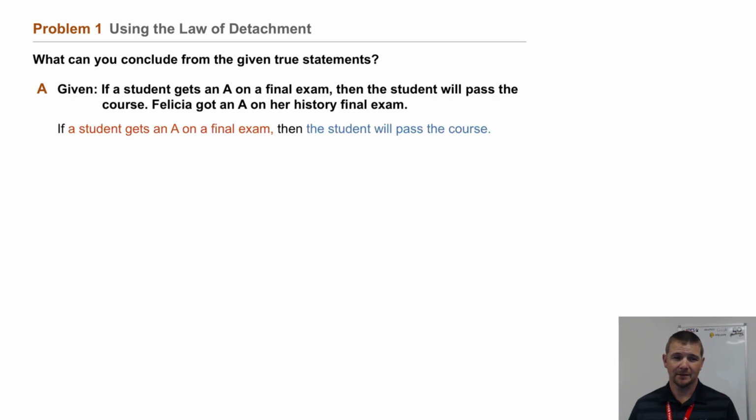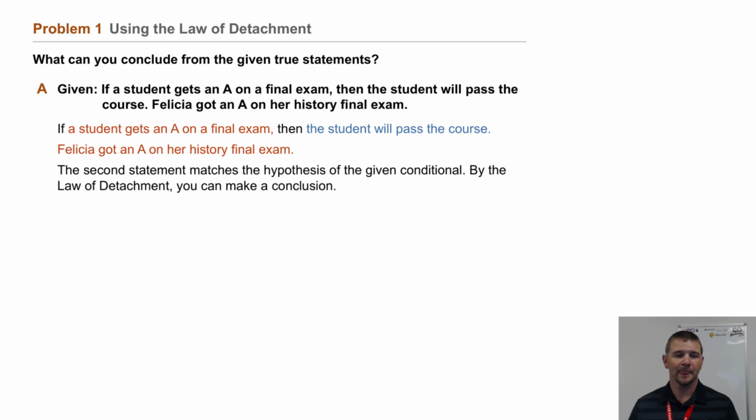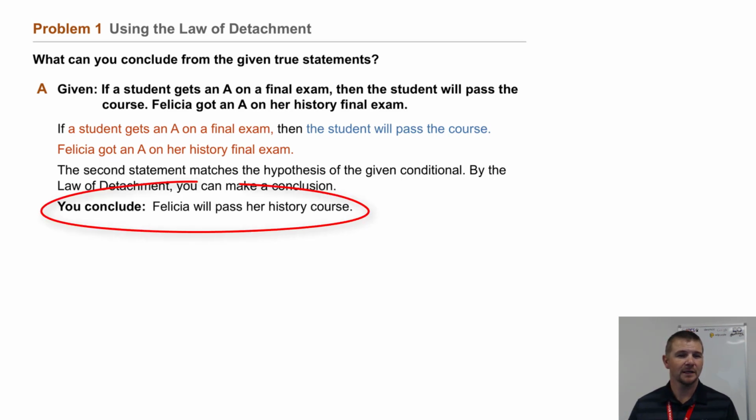If the statement, if a student gets an A on a final exam, then the student will pass the course, is true, and in this case we assume it is, and Felicia got an A on her history final exam, the second statement matches the hypothesis of the given conditional. By the law of detachment, you can make a conclusion. You conclude Felicia will pass her history course.